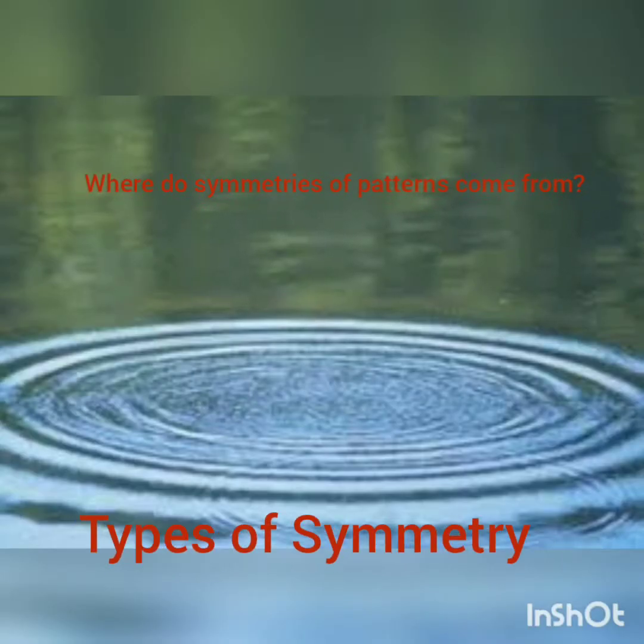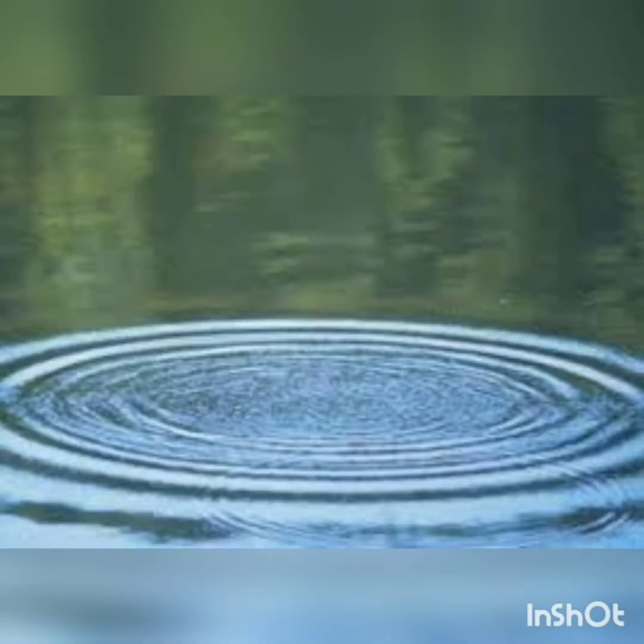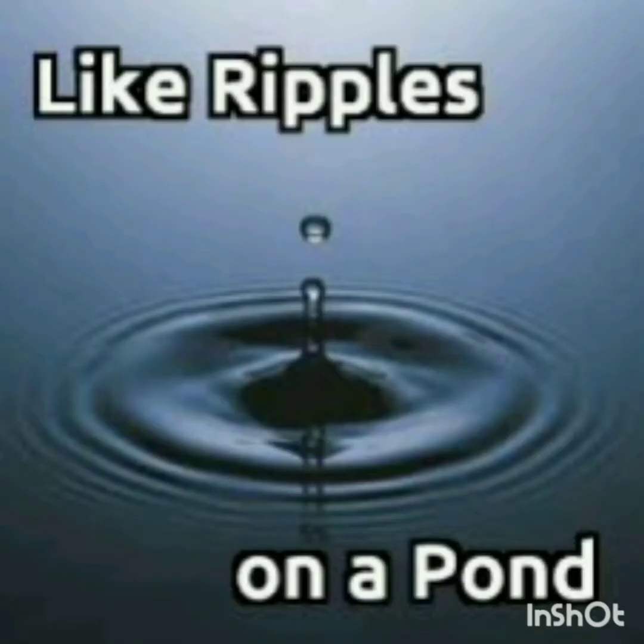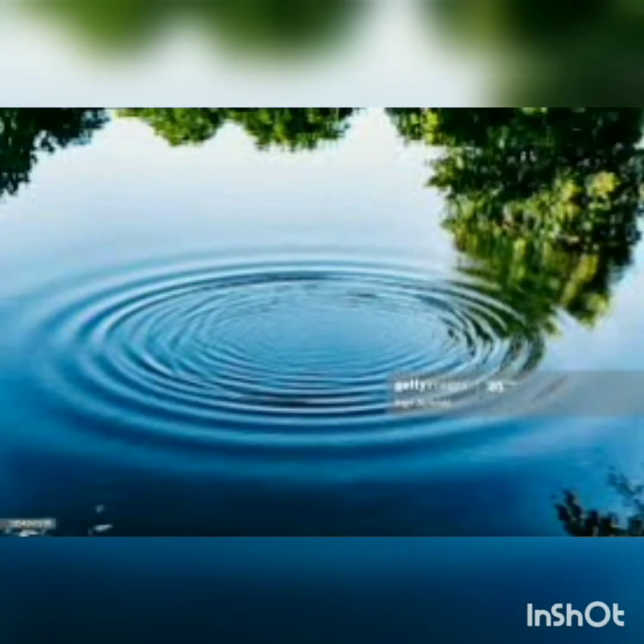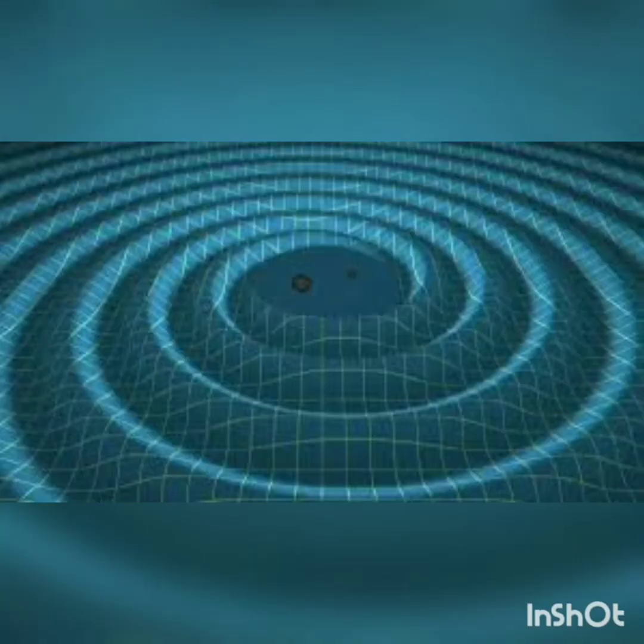Where do symmetries of natural patterns come from? Think of a still pond. Toss a pebble into the pond, and you see patterns: ripples, circular waves seemingly moving outward away from the point of the impact of the pebble. We've all seen this and nobody is greatly surprised. After all, we saw the cause. It was the pebble. Ripples in a pond are examples of broken symmetry.